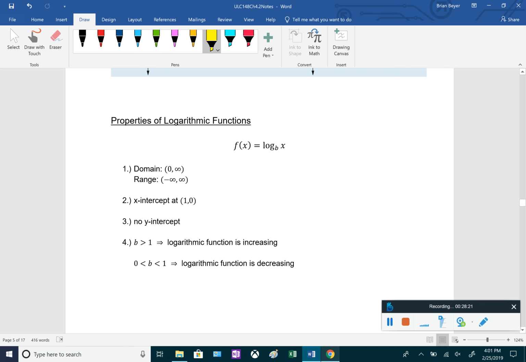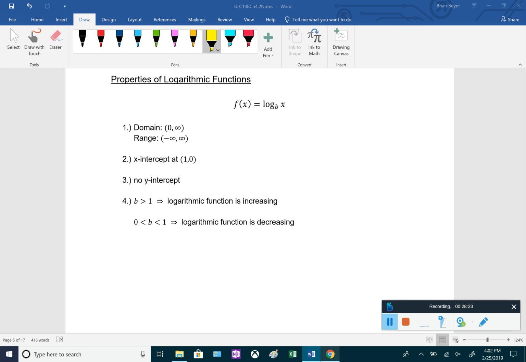So here are some of the important properties. If the logarithmic function is in the form f of x equals log base b of x, then all of these properties hold. The domain would be 0 to infinity, and the range would be negative infinity to infinity. Notice that this is the complete opposite of the exponential function. Once again, that's because they're inverses. Inverse functions have flip-flopped domain and ranges. Then the x-intercept is going to be at the point 1 comma 0.